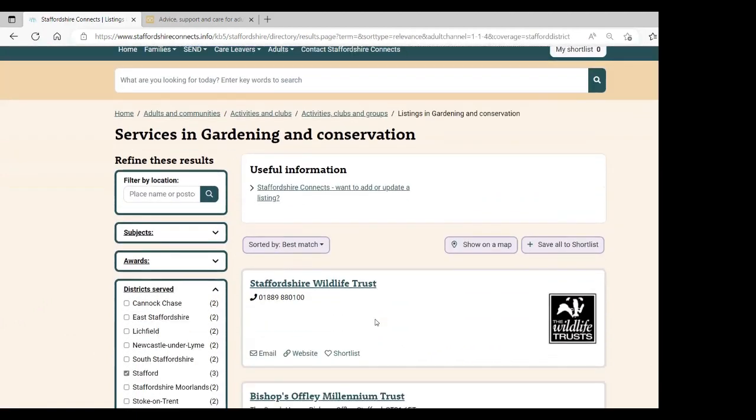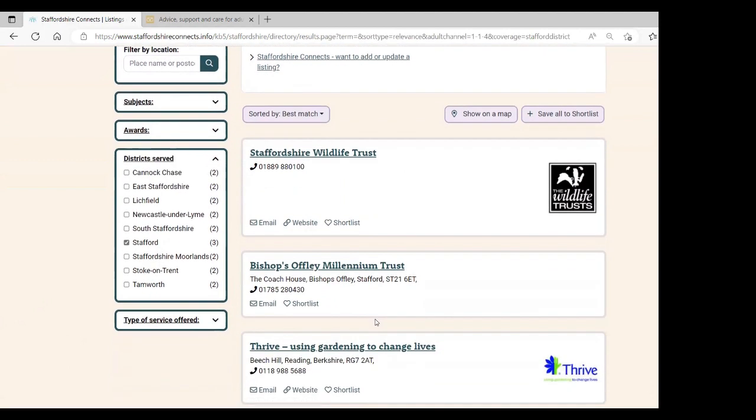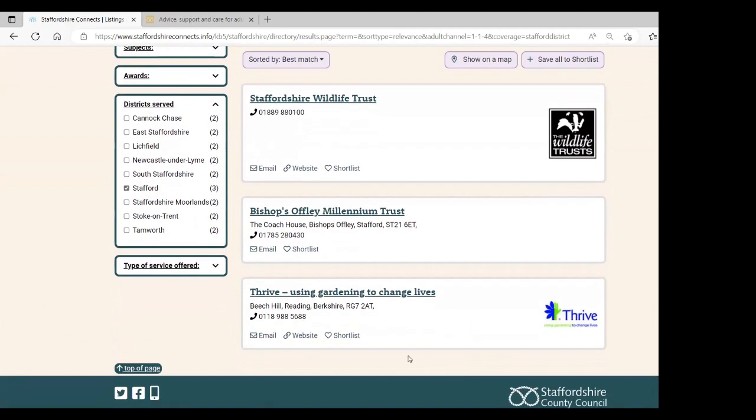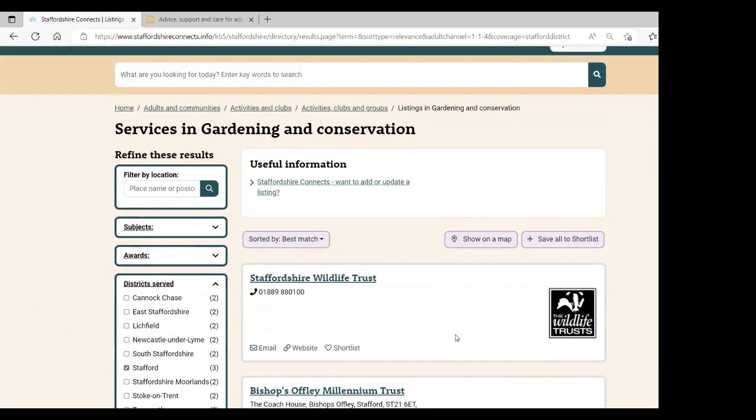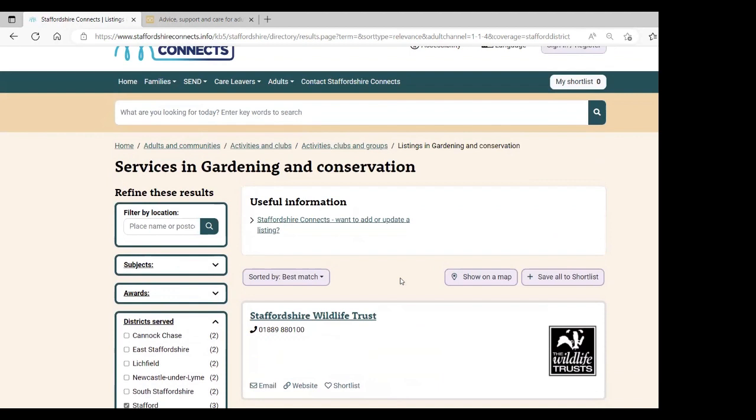And then you can see we've got Staffordshire Wildlife Trust, we've got Bishop's Offley Millennium Trust, and we've got Thrive, which help with gardening to change lives. So it'll break it down, so we can find out if there are things in our local area, because I'm not expecting you all to be experts and know the whole of the county off by heart where everything is. Okay, so there's advice there.